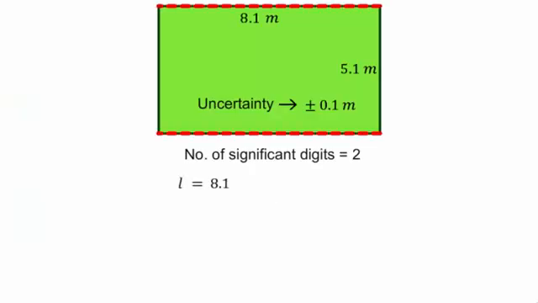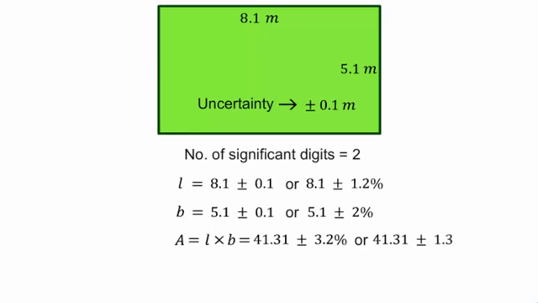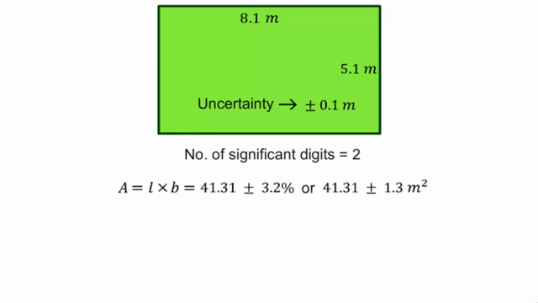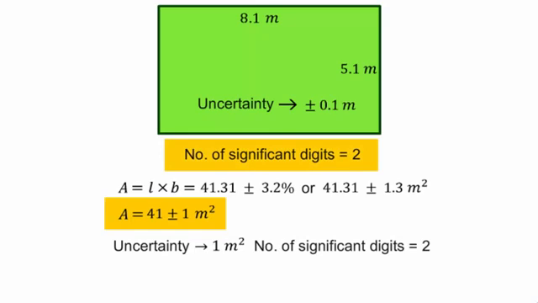Here, the length can be written as 8.1 plus or minus 0.1 or 8.1 plus or minus 1.2%. And the breadth can be written as 5.1 plus or minus 0.1 or 5.1 plus or minus 2%. Hence, using the combination of errors rule, the area of the field calculated as the product of these two quantities would be 41.31 plus or minus 3.2% or 41.31 plus or minus 1.3 square meters. We can report this as 41 plus or minus 1 square meter. Here, 1 square meter is the error in the result. Thus, the result also has two significant digits, which is same as the original data.